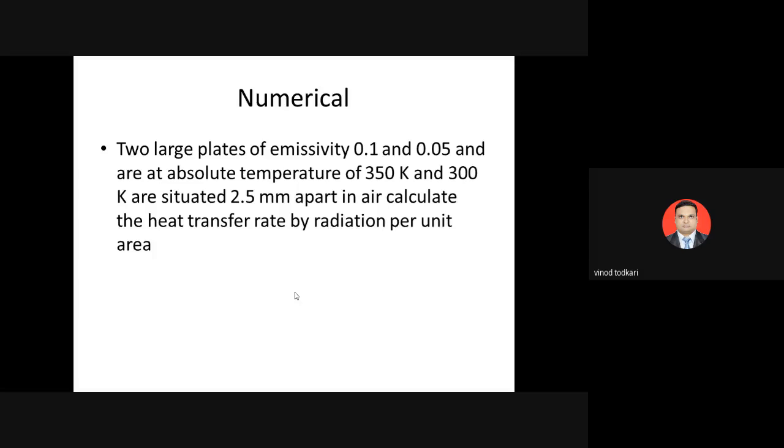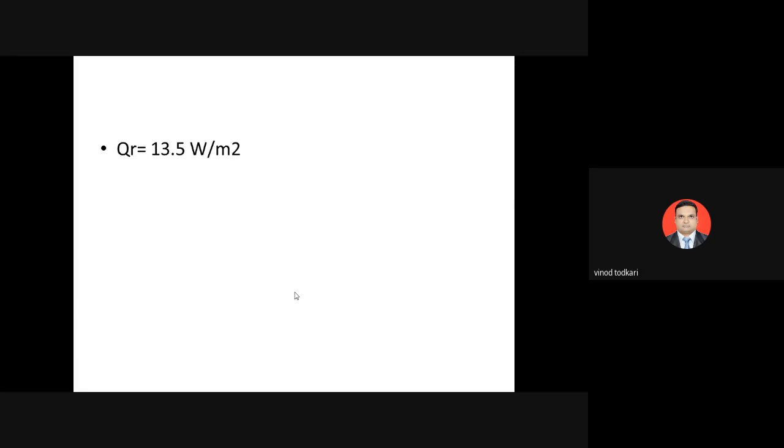Right? And after this, we have seen the second case. What is the second case? Okay, we have worked out a numerical on this case, right? Epsilon 1 was given, epsilon 2 is given, T1 is given, T2 is given. So simply we will use this formula. QR upon A is equal to sigma into bracket T1 raised to 4 minus T2 raised to 4 divided by this. And we can work out the answer.